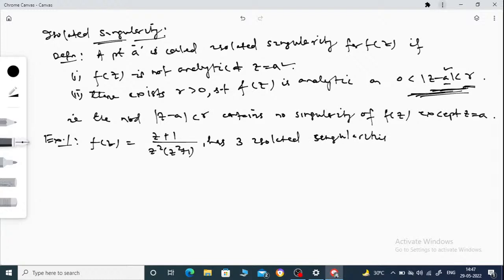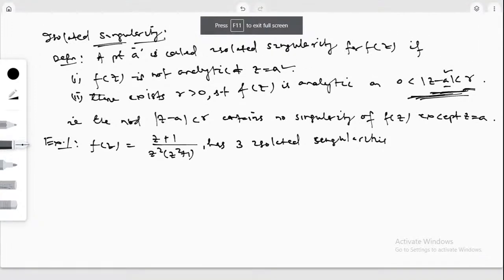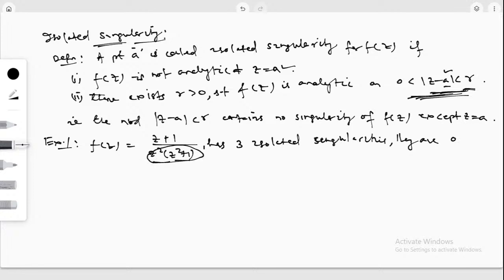It has three isolated singularities. They are, if you take the denominator as 0, whatever the numerator, if the denominator is 0, the function is not defined. So the denominator will be 0 for which value of z? z equal to 0, z equal to i, and z equal to minus i. Since the function is not defined there, how can it be analytic? So these are the points where the function is not analytic. Okay.